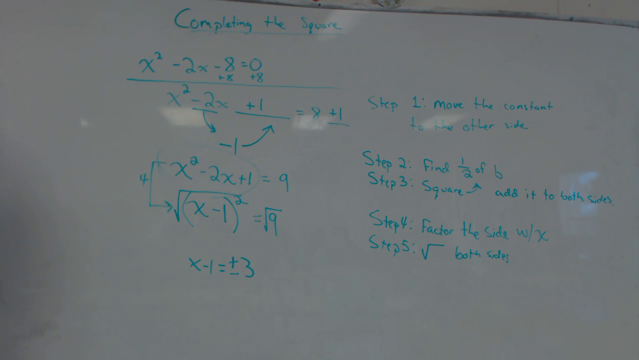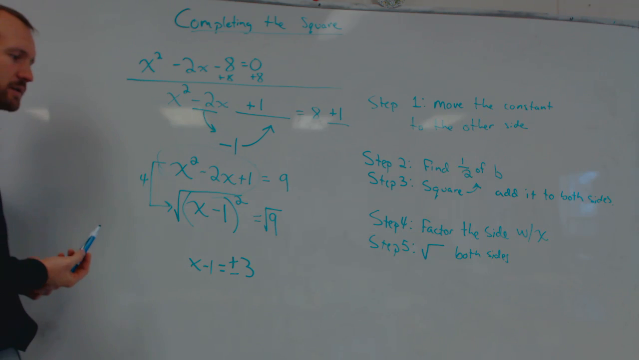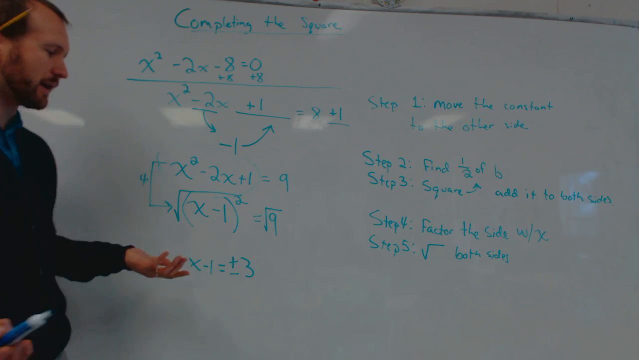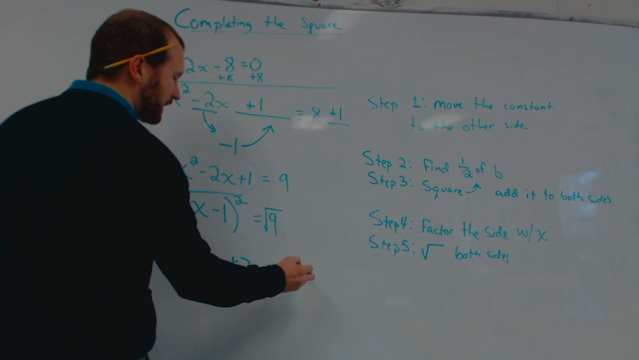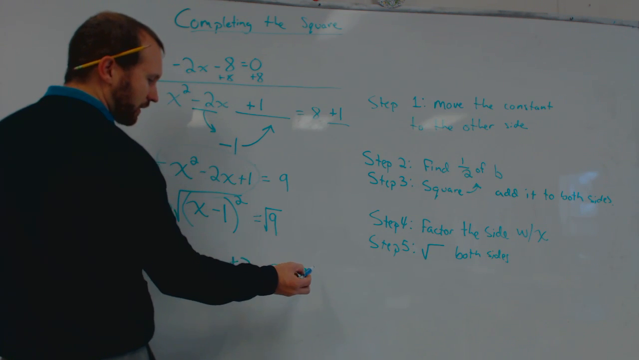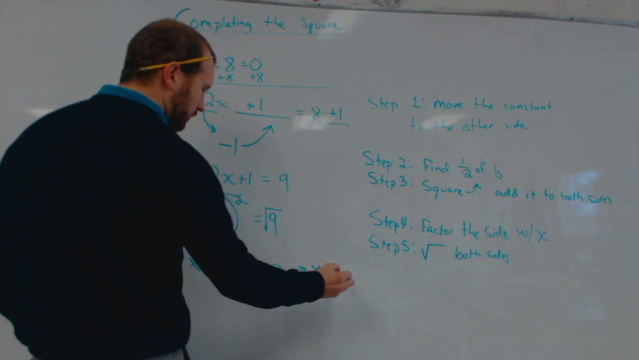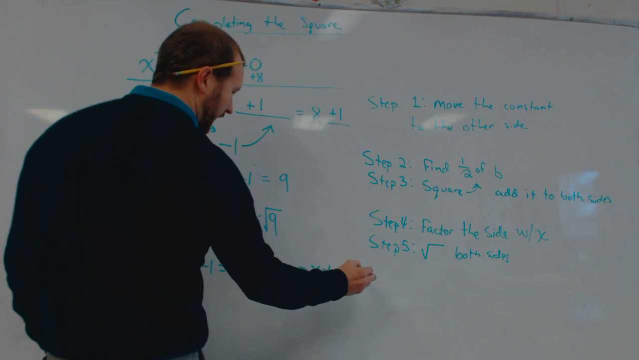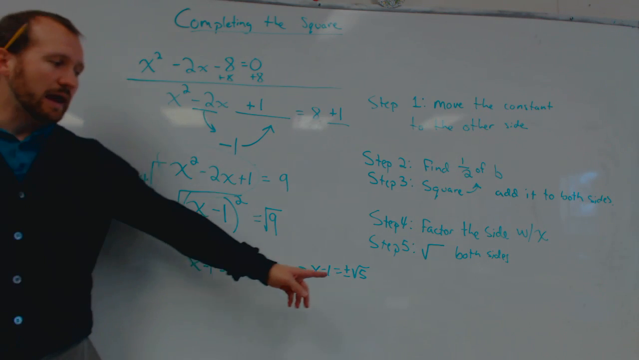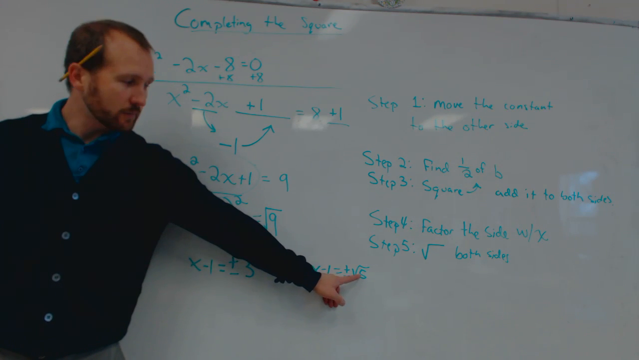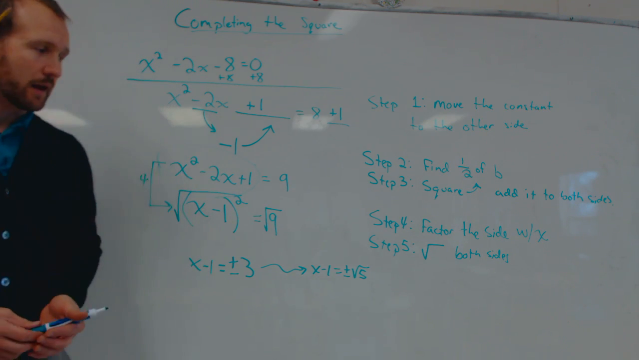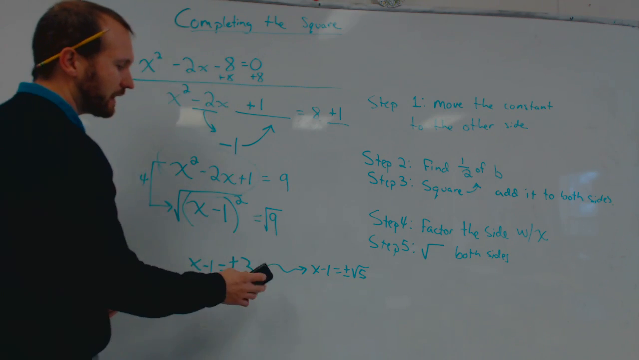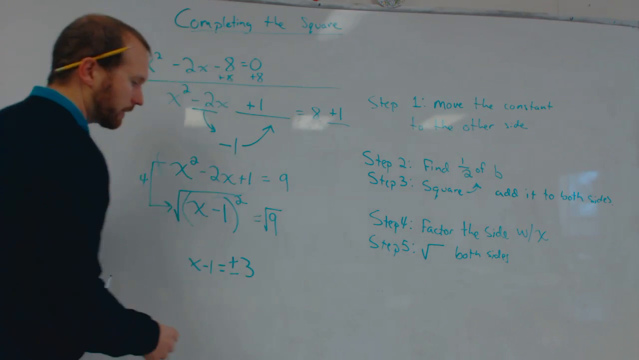We know we have 2 answers, right? We already know the answer to this. Now I want to say something else here. The 3 could be a square root. I could end up with x minus 1 equals plus or minus the square root of 5. And this will happen as you're solving them tonight. You'll end up with answers that have square roots in them. That's okay.